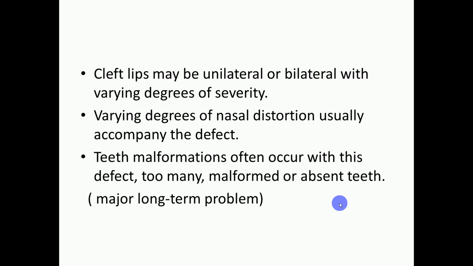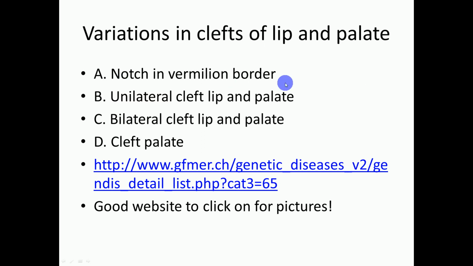Cleft lip may be unilateral or bilateral, on one side or both sides, and with varying degrees of severity. It can be just a small indentation in the vermilion border to all the way up through the nasal passages. But one of the big things you're going to have to concentrate on is teeth malformations. These often occur with this defect, either too many, malformed, or absent teeth. So this is a major long-term problem. Again, it can be anything from a notch in the vermilion border to unilateral cleft lip, cleft palate, to bilateral cleft lip, cleft palate, to just cleft palate. And I've given you a good website that you can go to and look at these helpful pictures.